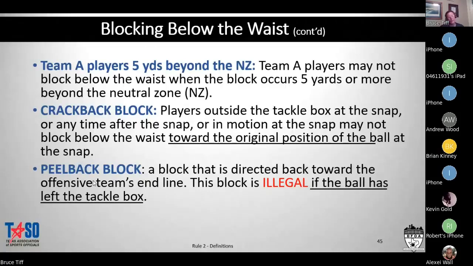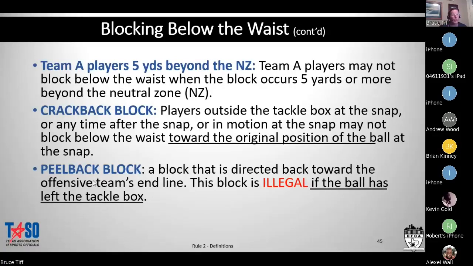Now, another term we have is a peel back block. This is a block that is directed back toward the offensive team's inline, so behind them. This block is illegal if the ball has left the tackle box. So team A is restricted. They can legally block below the waist, do a peel back block, if that ball has not left the tackle box.